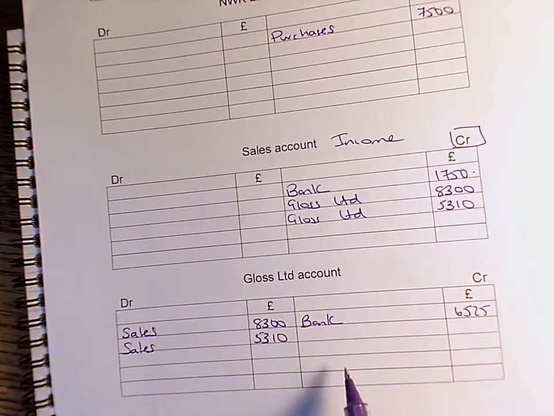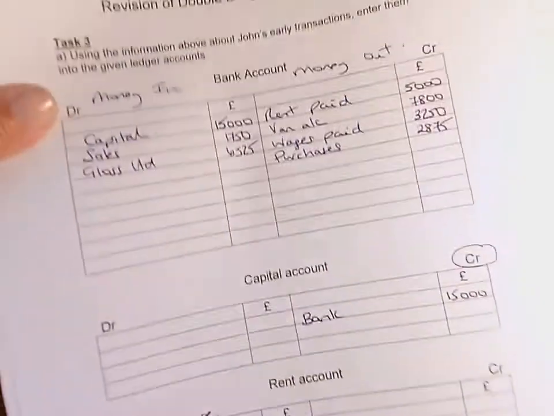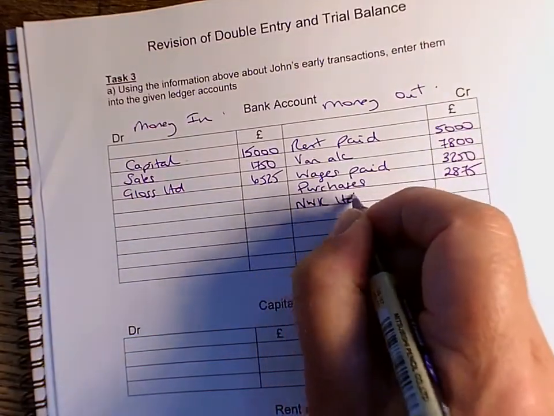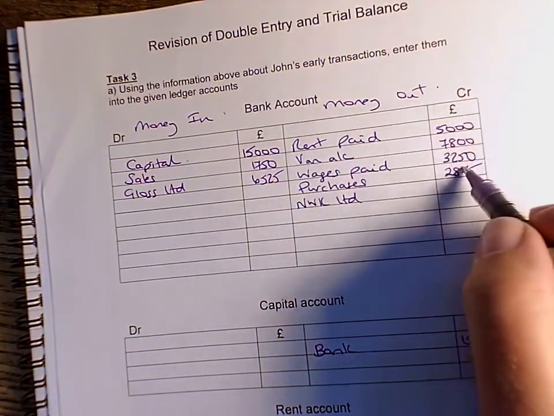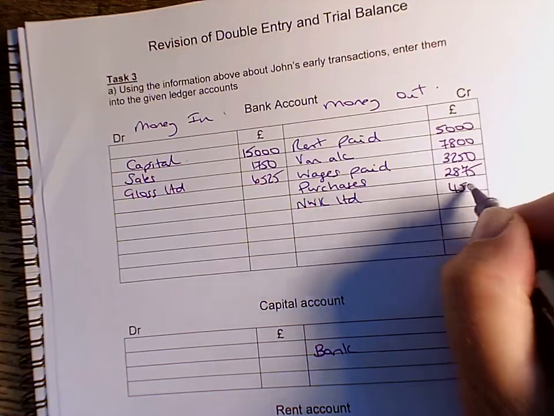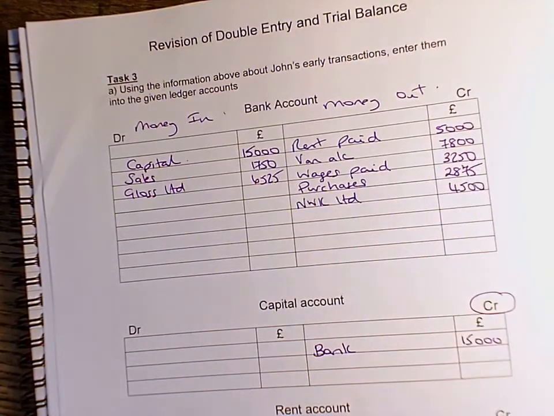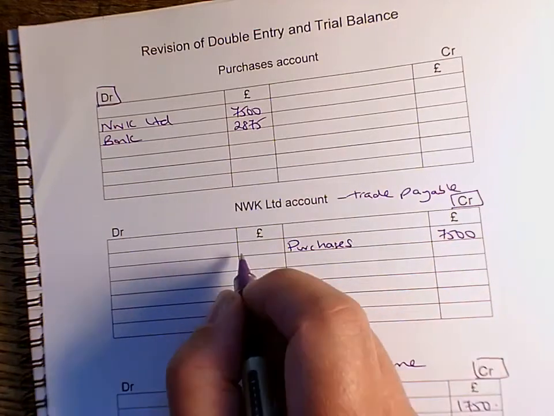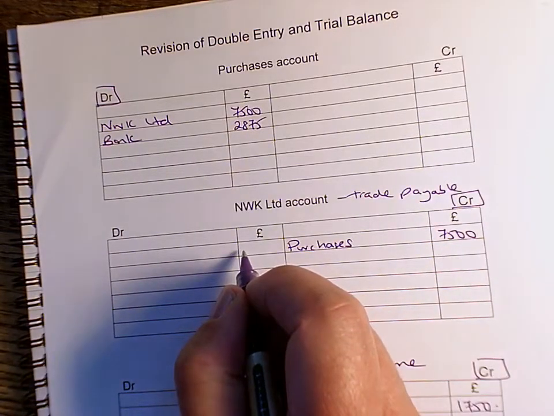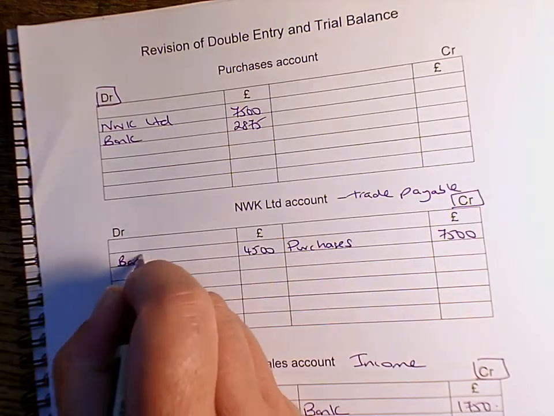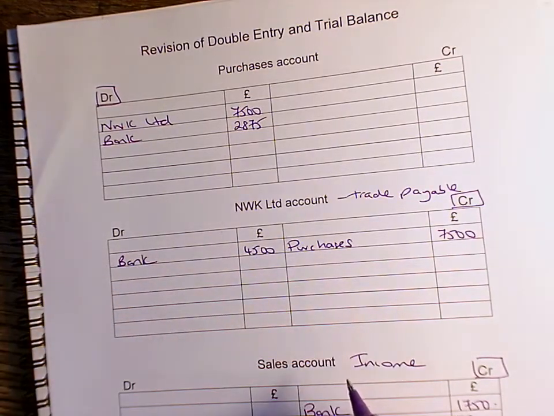Right, back to the double entry then. He's paid NWK Limited by cheque. So remember, when we pay money out of the bank, it goes in on the credit side, money out. £4,500 has been paid to NWK. So credit the bank, and then we need to find the NWK account because it's reduced the amount that he owes to them by £4,500. So we're going to debit the NWK account.